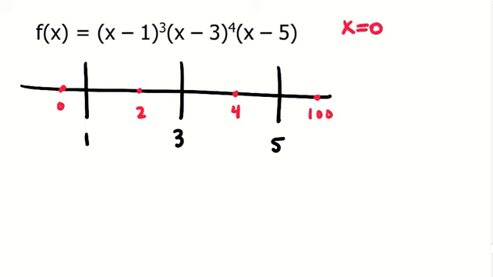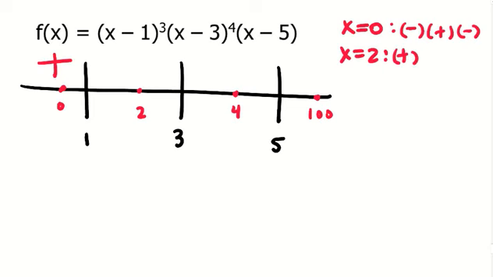Okay, so at x equals 0, I take negative 1 to the third power, and that's negative. I take negative 3 to the fourth power, and that's positive. I think that's always going to be positive if we take something to the fourth power. And 0 minus 5 is negative. Okay, negative, positive, negative. 2 negatives is going to make positive. X equals 2.